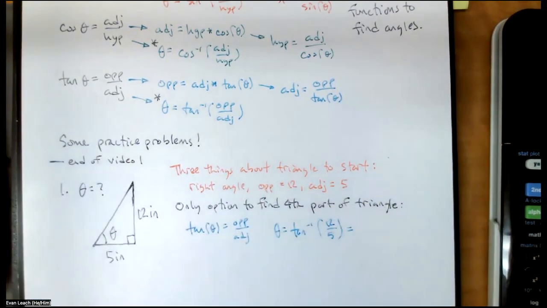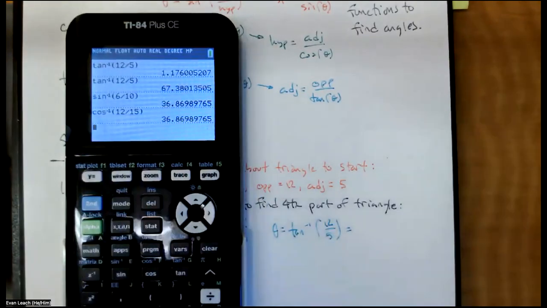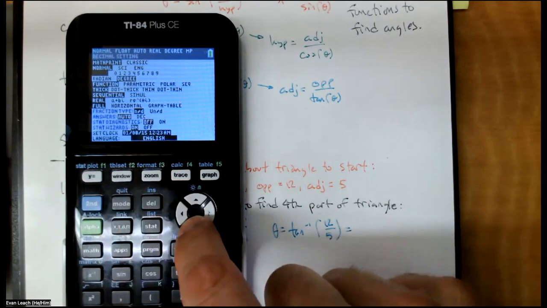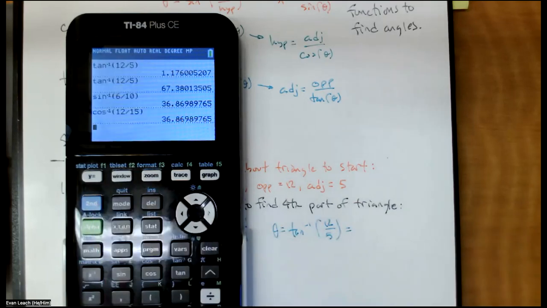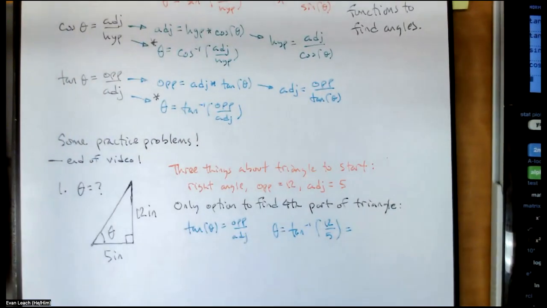And I'm just going to plug that into my calculator like it shows. Notice that when I first did this, I got 1.17. I said, there's no way this is a 1.17 degree angle. So I went into the mode and I changed my calculator to degree mode. And so the tangent inverse of 12/5 is 67.38. I can't remember if I said round to the nearest 10th, but let's round to the nearest 10th and call it 67.4.